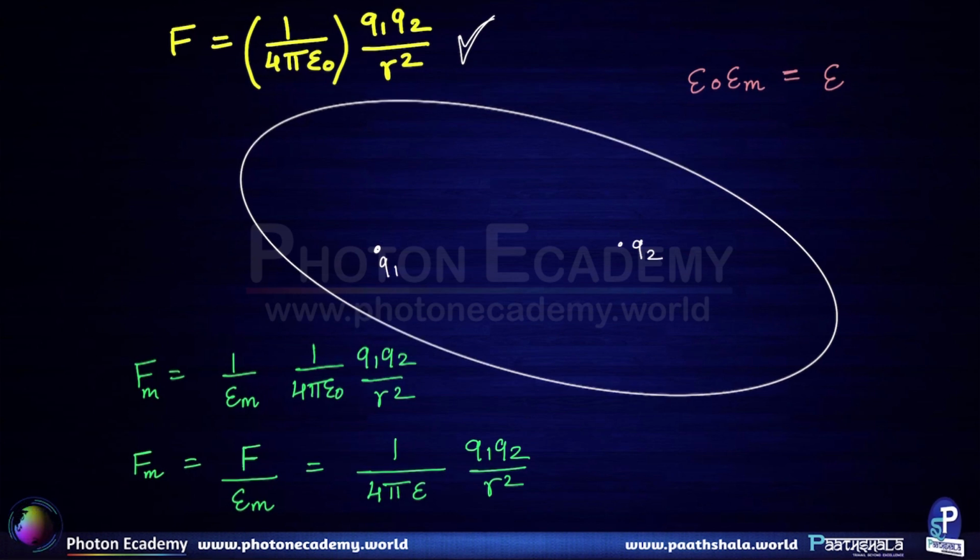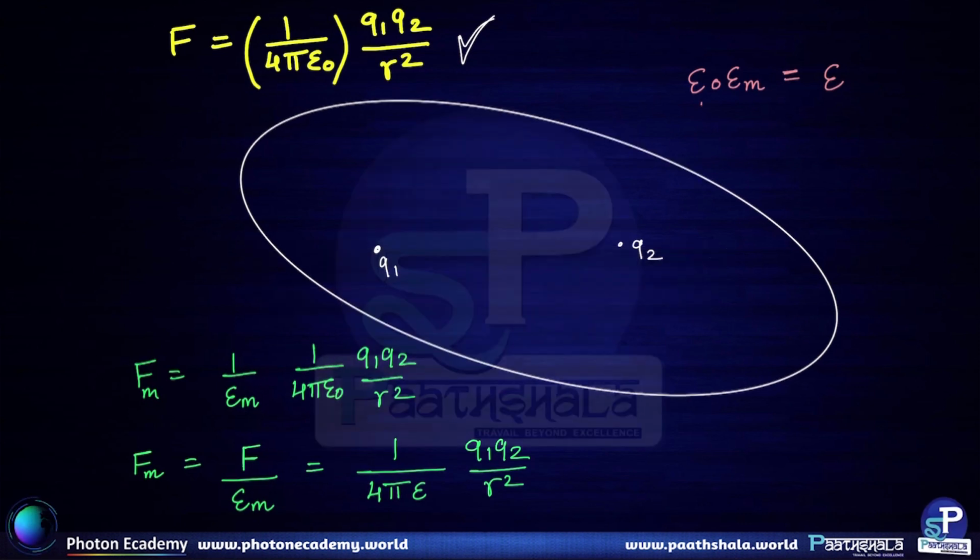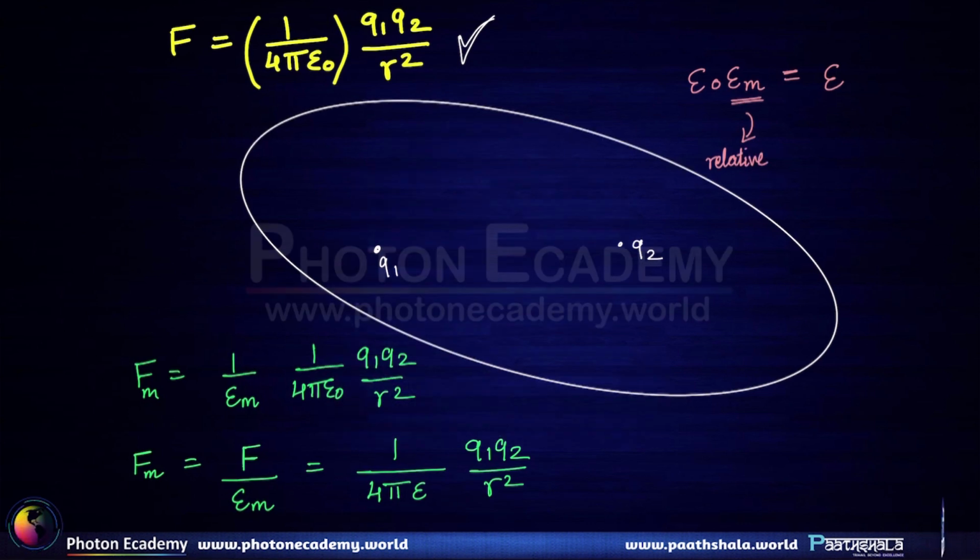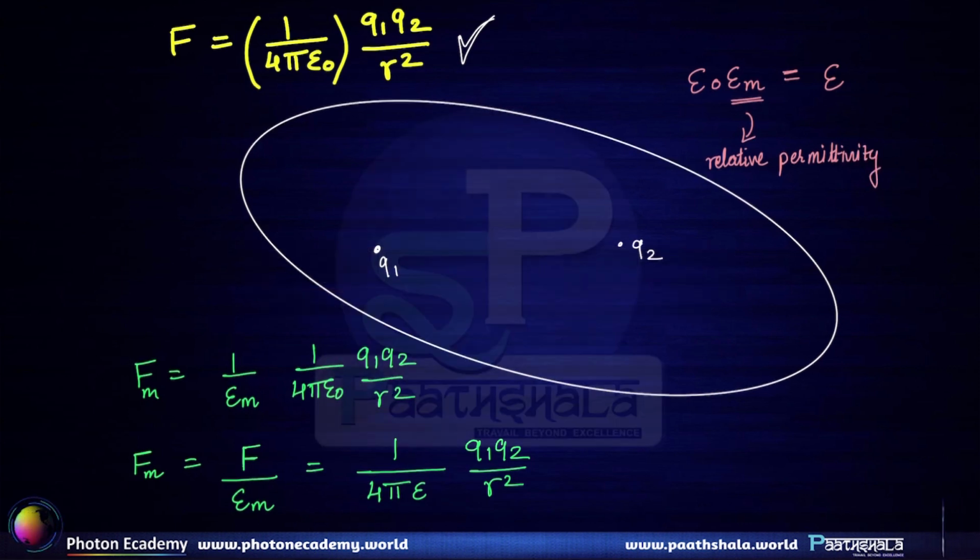So let us now label and name the terms. This we know is permittivity of free space, so we don't need to label it again. Epsilon naught is the permittivity of free space. This epsilon m is called the relative permittivity. And this epsilon is called the permittivity of the medium.